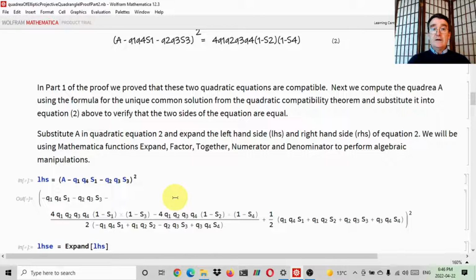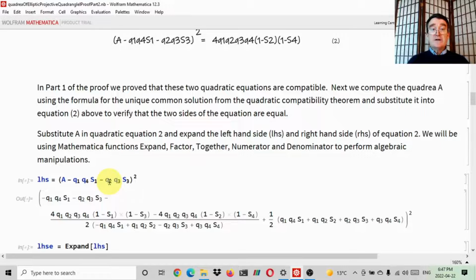So we're going to substitute A in quadratic equation 2 and expand the left-hand side and the right-hand side of equation 2. We're using Mathematica functions expand, factor, together, numerator, and denominator to perform algebraic manipulations. So the left-hand side is this equation here. It's going to be A minus Q1, Q4, S1 minus Q2, Q3, S3, all of that squared. So this is it here.